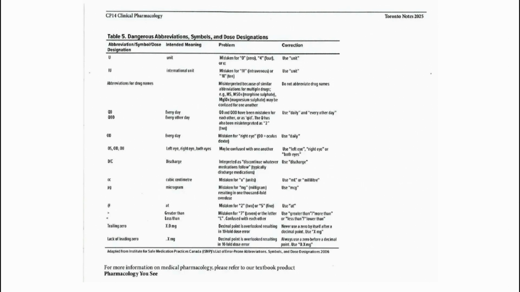In summary, Table 5 reinforced that many medication errors arise from unclear abbreviations, symbols, and dose expressions. Writing prescriptions clearly, avoiding dangerous abbreviations, and following standardized terminology are simple but highly effective strategies for improving medication safety and protecting patients.